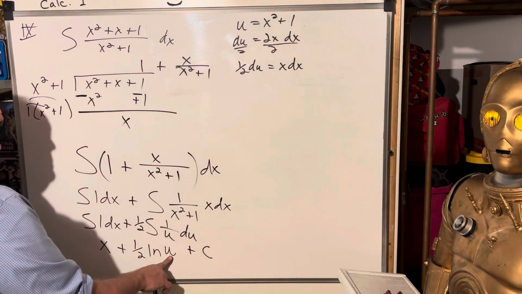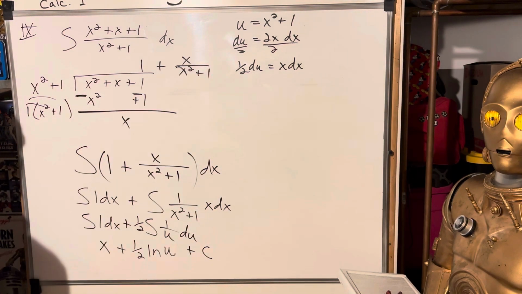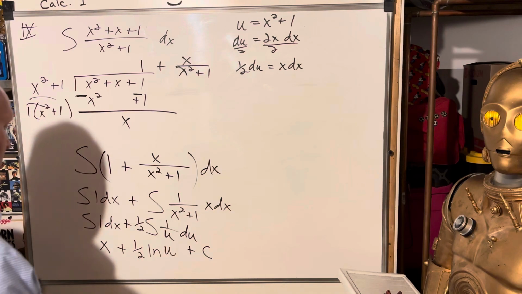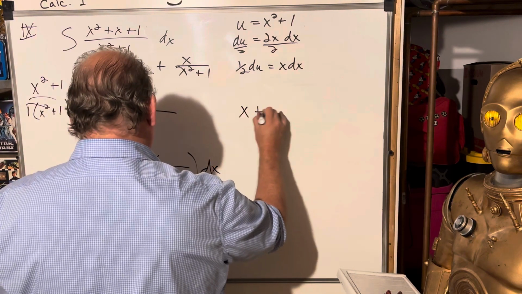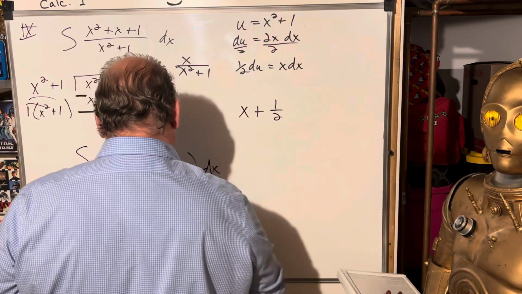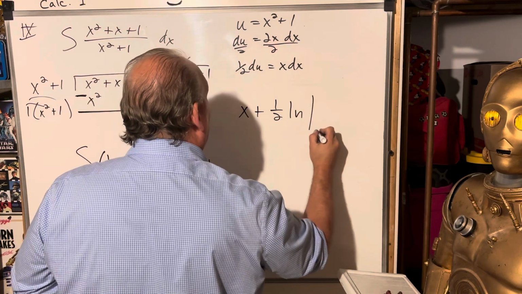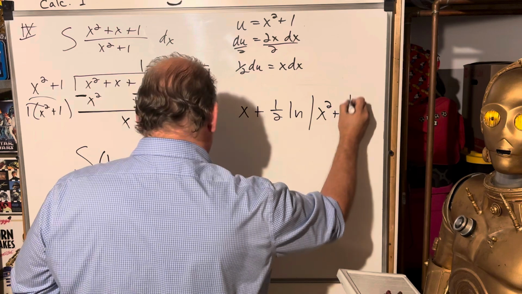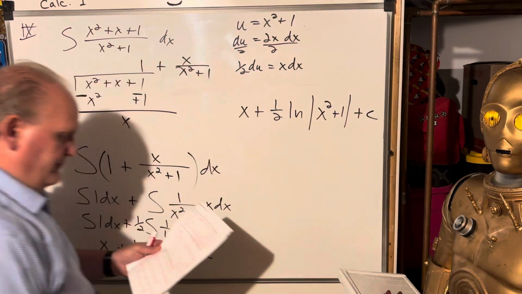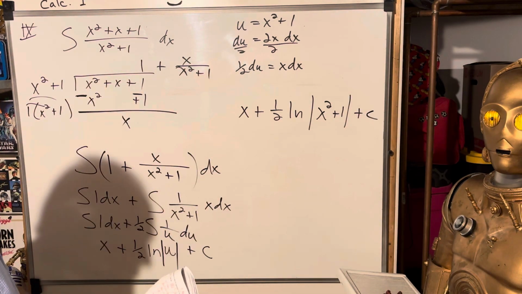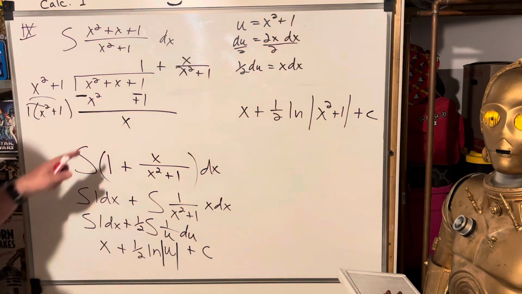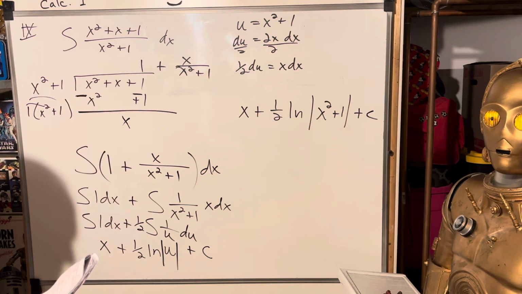And now remember, u is equal to x squared plus 1. So we have x plus 1/2. Oh, don't forget the absolute value. ln the absolute value of x squared plus 1 plus c. Okie dokie. Wow, that was a way old callback. Long dividing to get 2 terms that we could work with. Oof. All right, let's see.